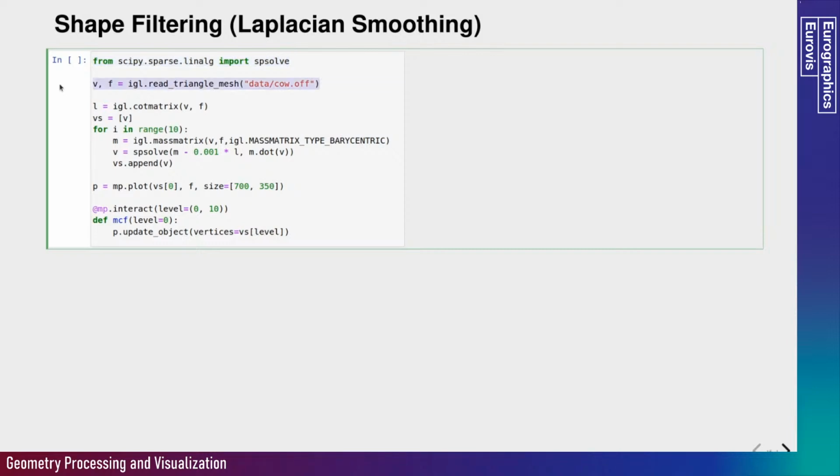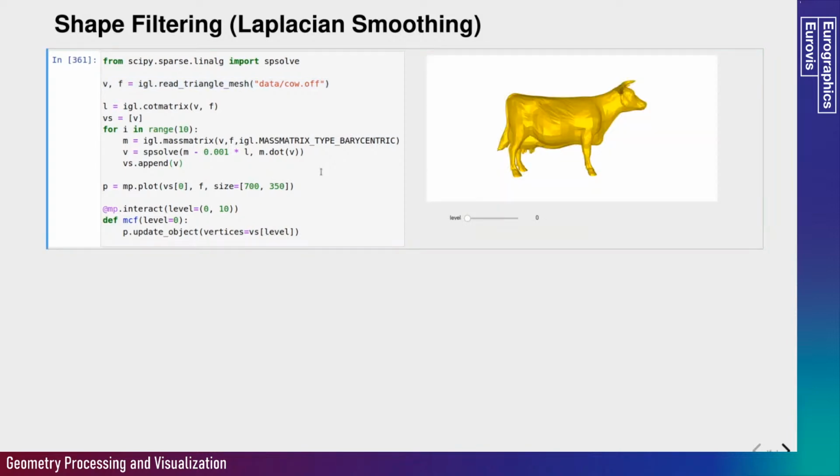So first we read a triangle mesh, in this case the cow model, and then we build 10 different smooth versions of our geometry. Let's quickly execute to give you an impression, and then we're gonna talk through the code. So this is the cow model without smoothing applied, and now we can just animate through the different smoothing levels. Okay, so this is Laplacian smoothing.